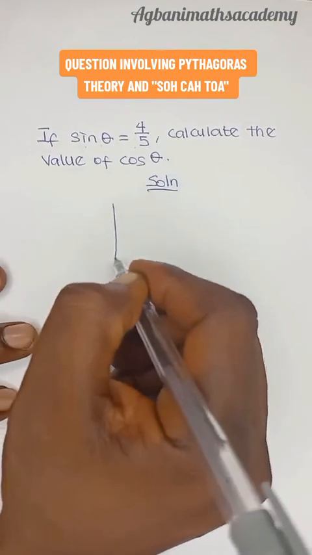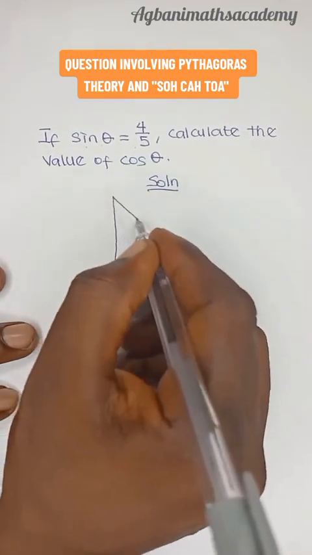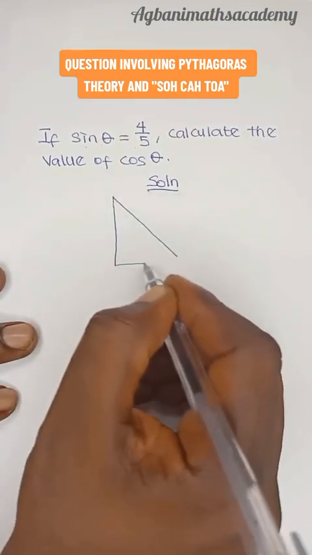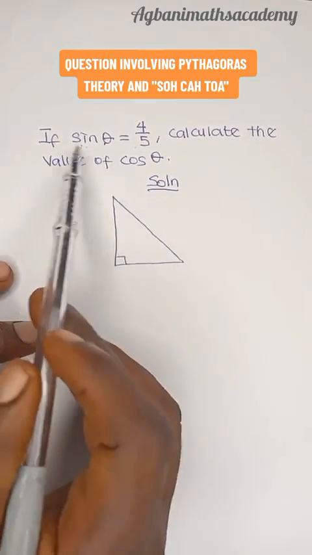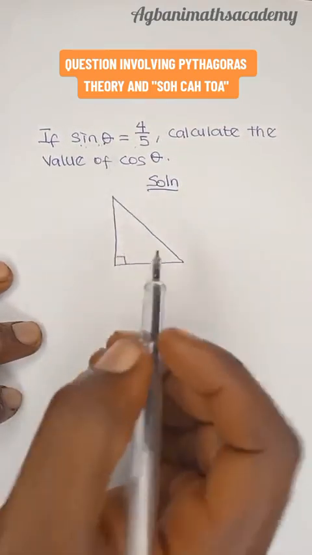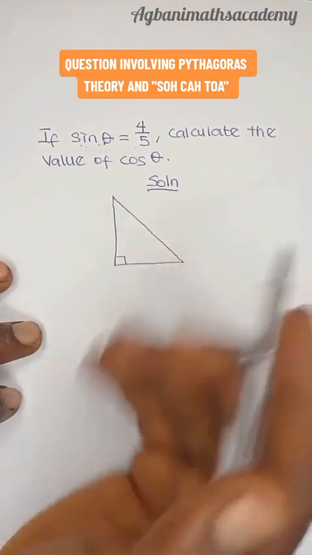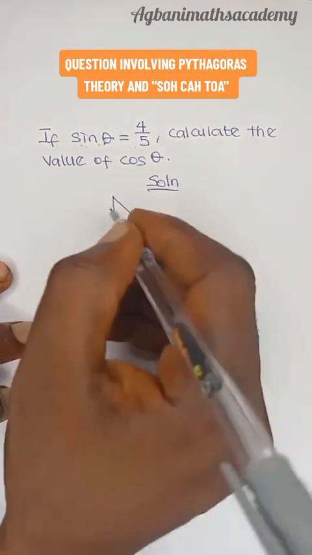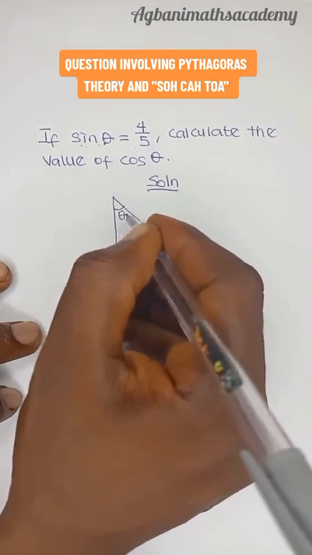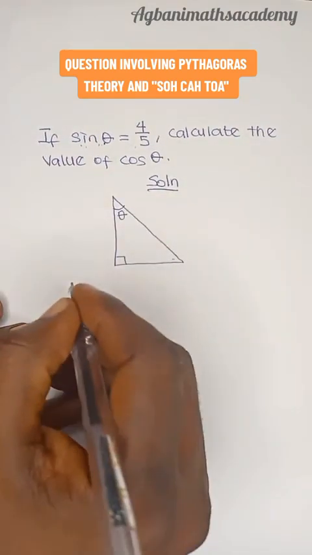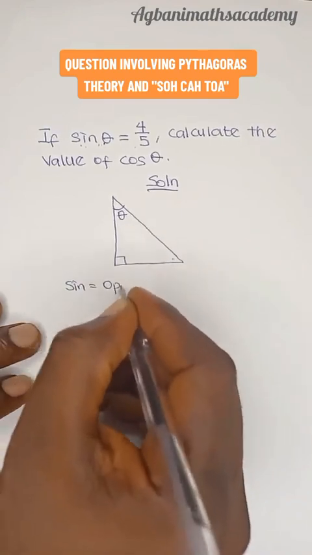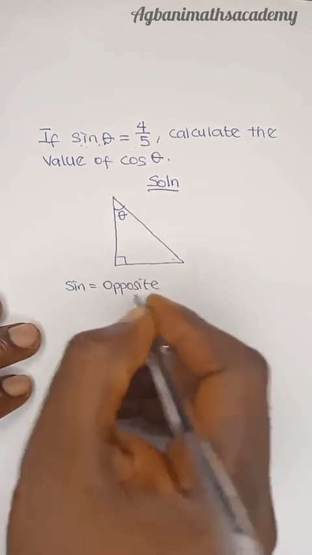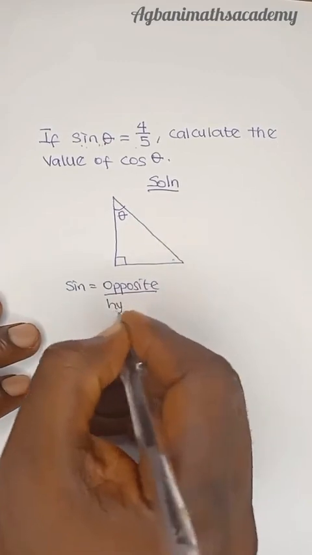Remember, a right angle triangle has one of its angles equal to 90 degrees. So we have this angle equal to 90 degrees. Theta is one of the angles. Let's say this is the angle. So this is theta. In SOHCAHTOA, sine is opposite over hypotenuse.